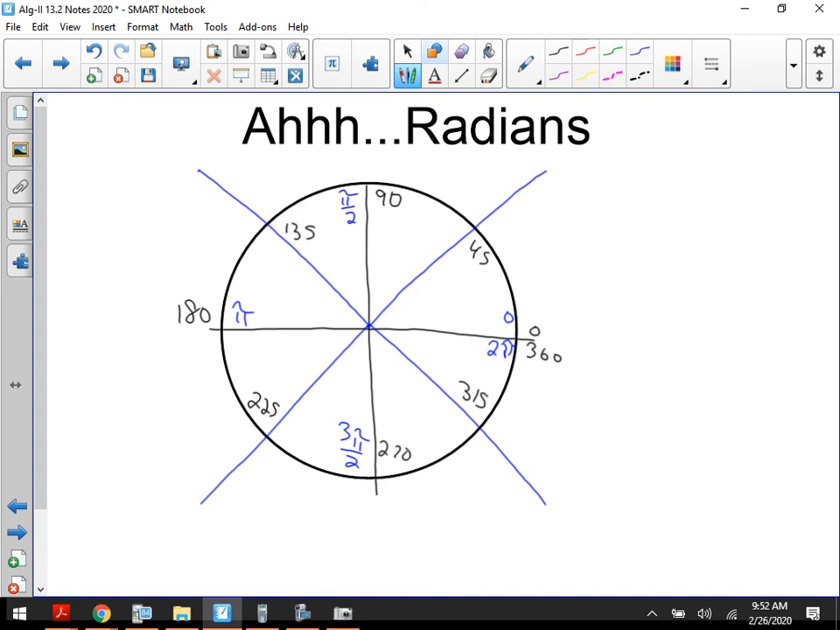Now you guys already started getting ahead of me here. 90 is pi over 2. 45 is half of 90. Well, half of pi over 2 would be pi over 4, because half of a half is a fourth. So pi over 4. And you can keep going, because you know these increments are all the same. So this is 1/4, 2/4, 3/4. This is 4/4, 5/4, 6/4, 7/4, 8/4.